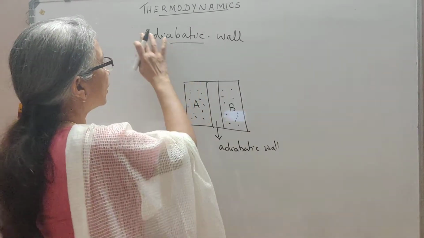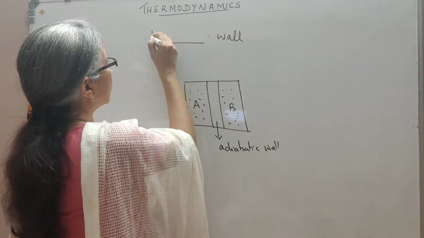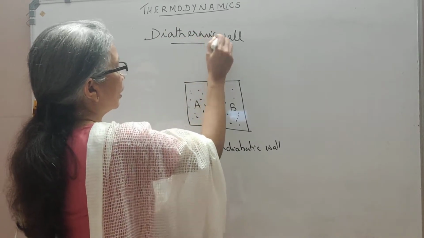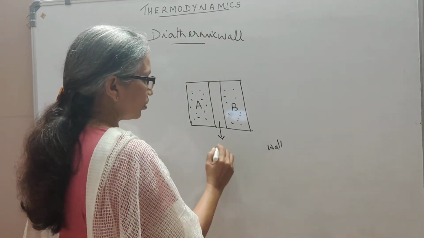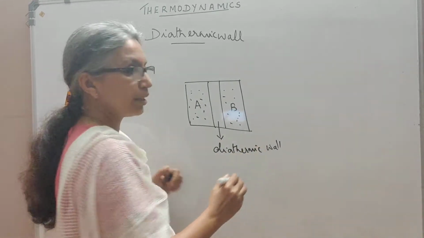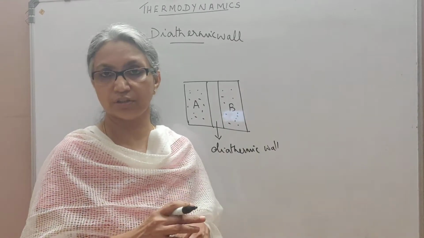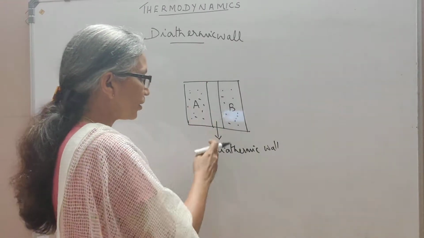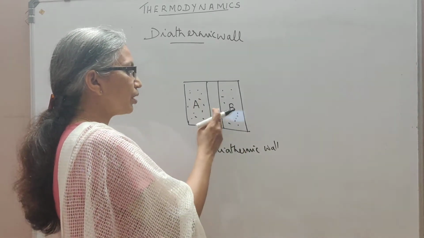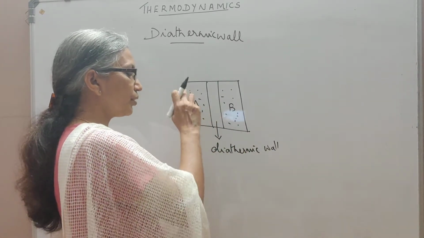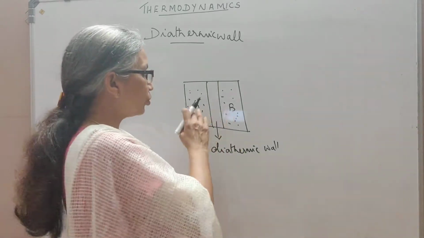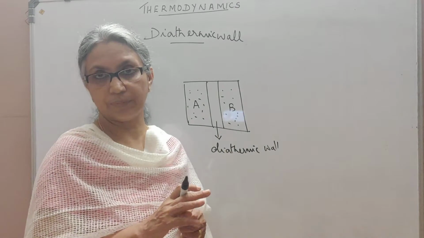On the other hand, if these two systems are separated by a diathermic wall, it is a conducting wall. It allows heat transfer. So if this wall is a diathermic wall, heat will be transferred from the gas at a higher temperature to the gas at a lower temperature till the two of them are in thermal equilibrium.